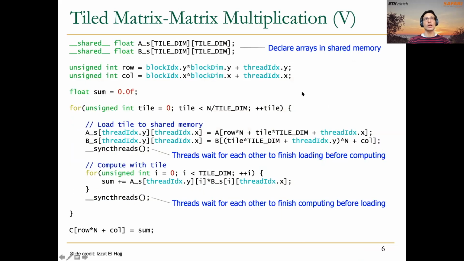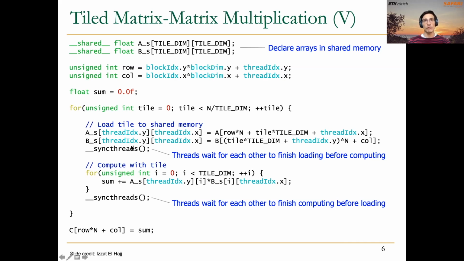And here you can see the CUDA code for this tile matrix multiplication, where the first thing that we do is declaring the arrays in shared memory. Here we use these two variables, row and column, to identify the row and column of the element of the output matrix that is assigned to each thread inside our GPU. And then in this for loop, we iterate several times in order to load all the tiles of the input matrices A and B into the shared memory, and then perform the computation.